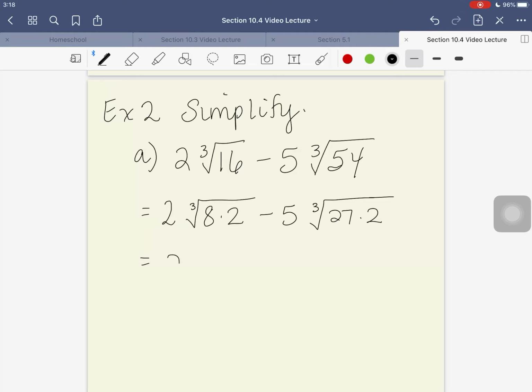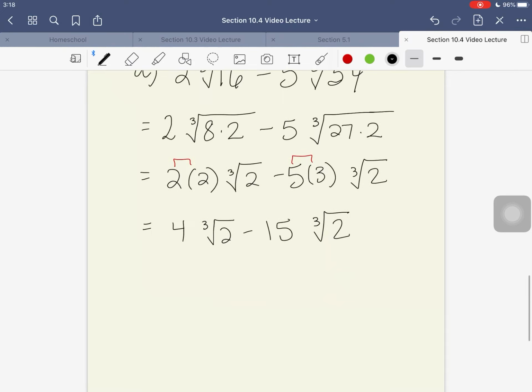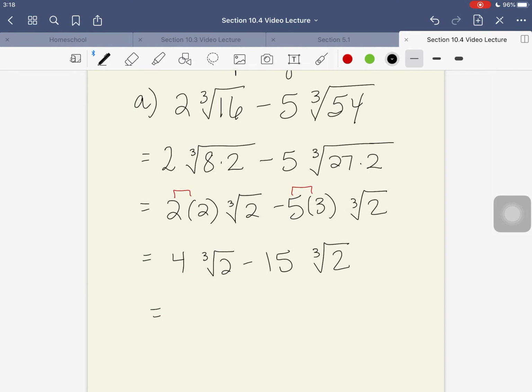All right, so now we'll take the cube root of 8, and that is 2. So now it's 2 times 2, cube root of 2, minus 5 times the cube root of 27 is 3. So 5 times 3, cube root of 2. All right, simplify that by multiplying. So now we have 4 cube root of 2 minus 15 cube root of 2. We have like terms. 4 minus 15, that's going to be a negative 11 cube root of 2.